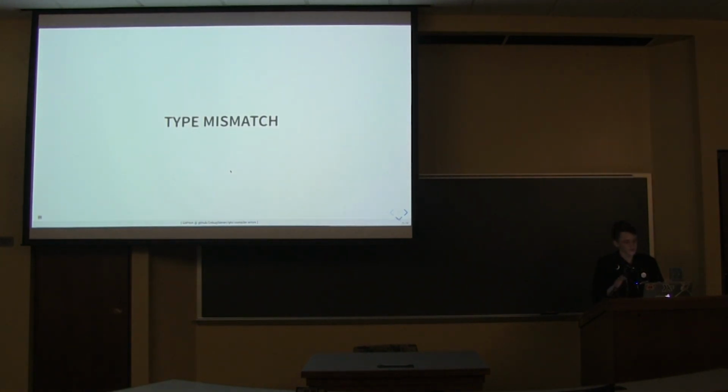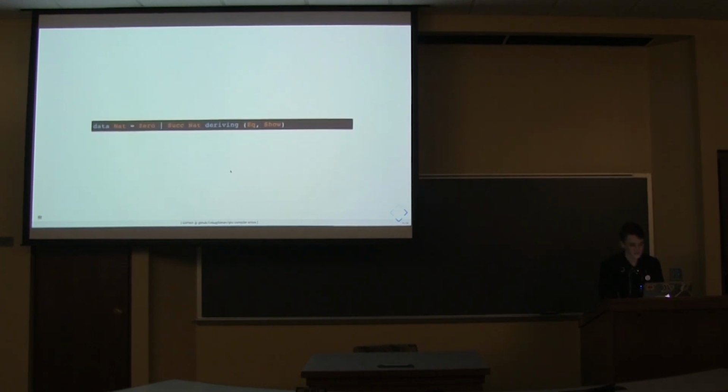Let's move on to just type errors now. So we're going to talk about a type mismatch. To start off, we're going to talk about this type. So we have a type constructor called Nat, and we have the data constructor Zero, and we have Successor, which takes one type argument, Nat. So this is a recursive way to build numbers, and the deriving Eq and Show at the end there just gives us a way to have equality and the ability to print out the data constructors for free.